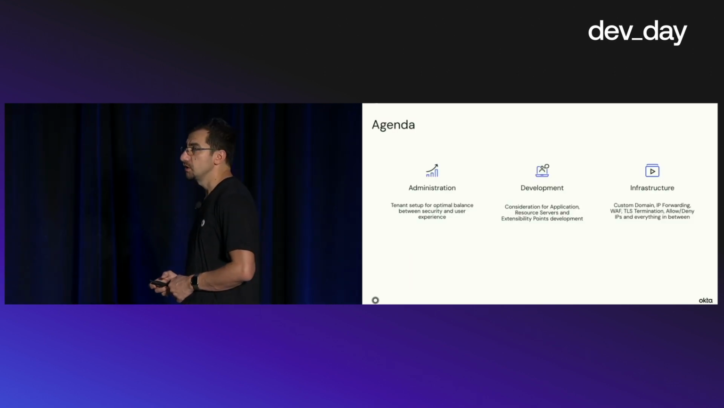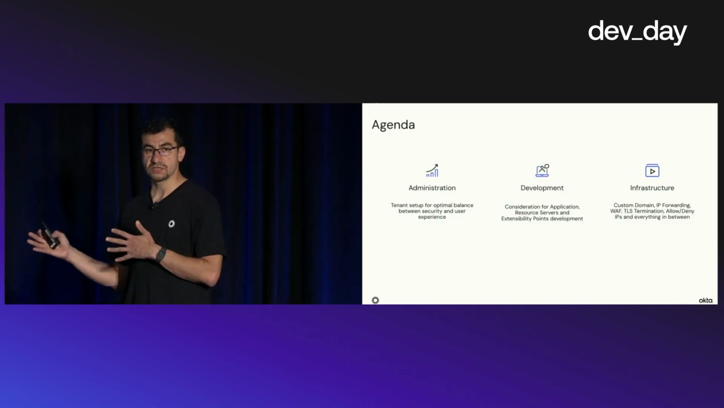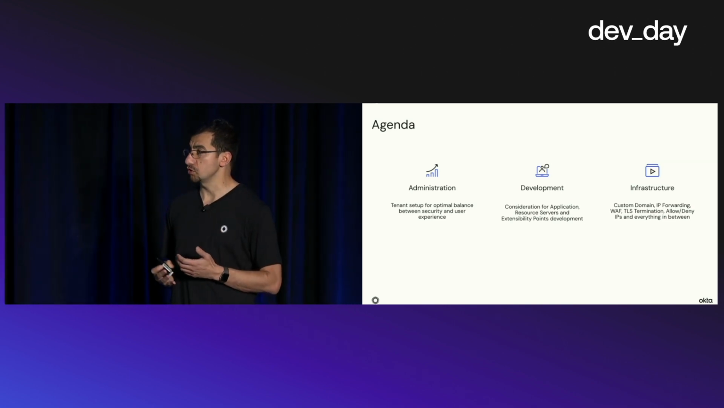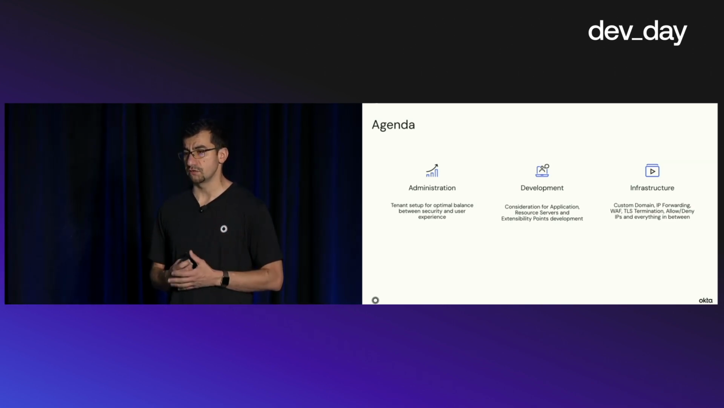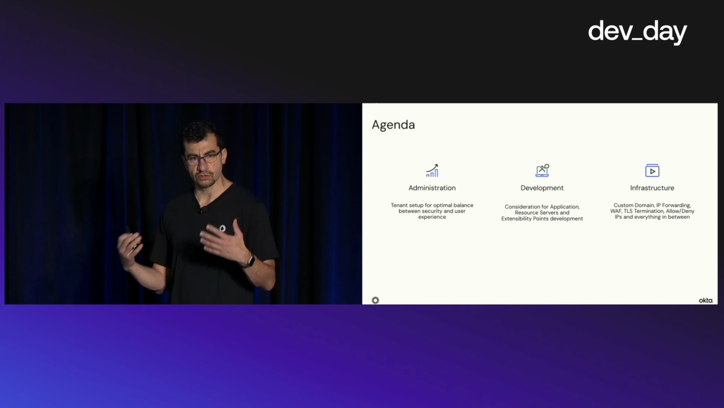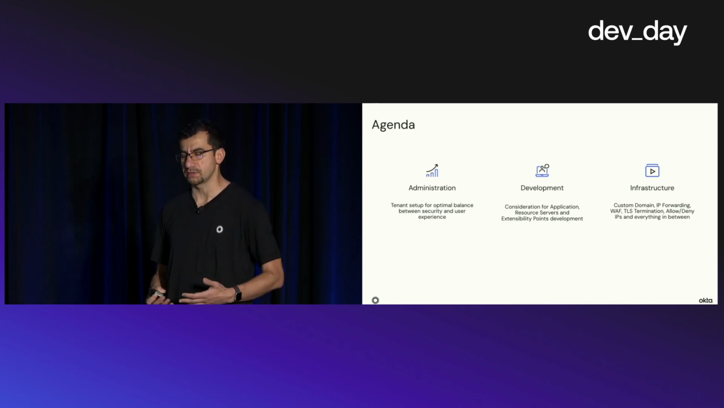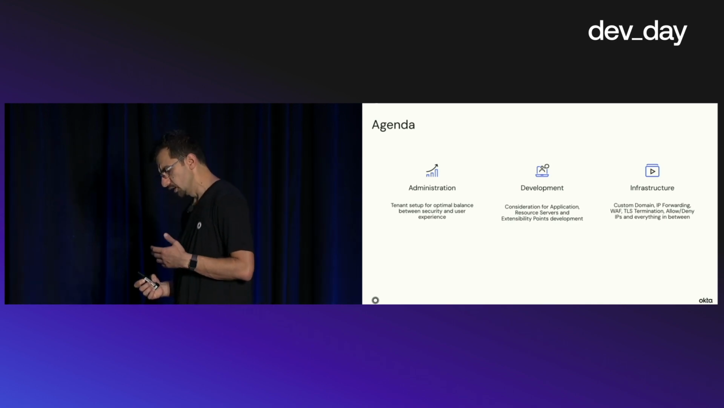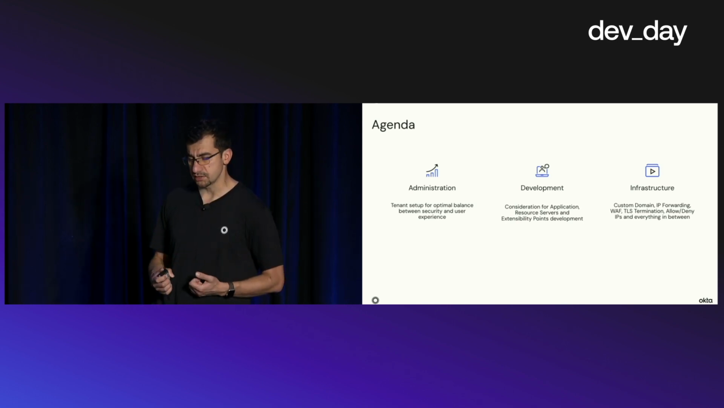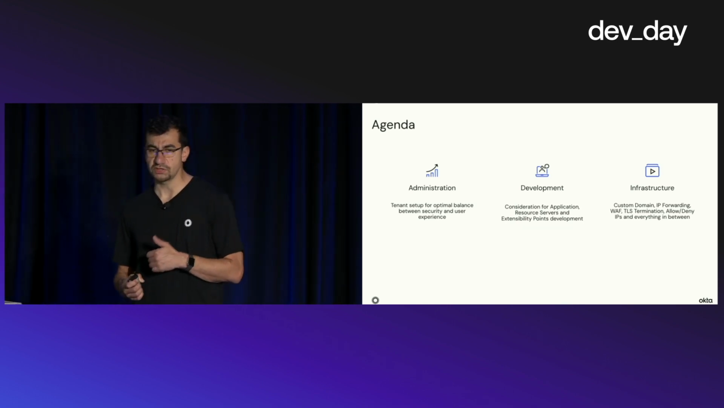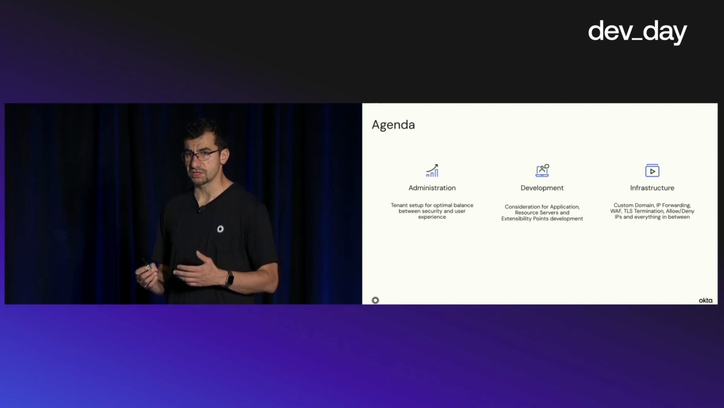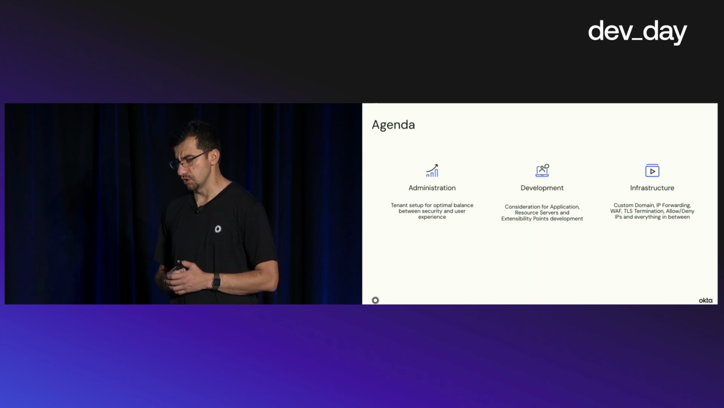For the agenda today, I have categorized my slides into 3 areas. I'm going to talk about the administration piece, which is mostly configuration that you do in the management dashboard of Auth0. Then we're going to deep dive a little bit into development and talk about how to configure your resource servers, your relying party applications, and your extensibility code that you write inside Auth0 to be optimal in terms of security. And we also talk a little bit about the infrastructure setup and mostly custom domain setup that you do in Auth0. And this is going to be an advanced talk.